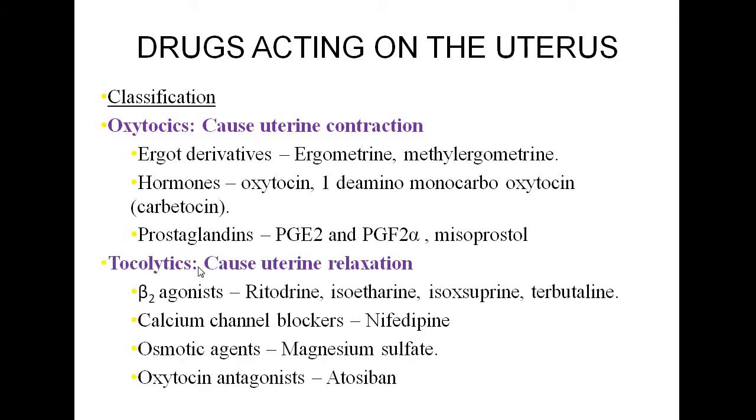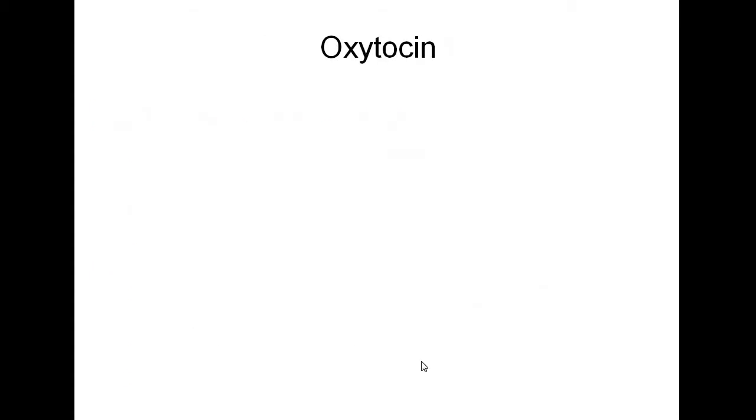Then the second group are called tocolytics. These drugs cause uterine relaxation. In this group we have the beta-2 agonists like ritodrine, isoxsuprine, terbutaline, and also salbutamol. Among the calcium channel blockers, nifedipine is used as a tocolytic. Magnesium sulfate is a tocolytic, and very recently an oxytocin antagonist named atosiban has come into use.